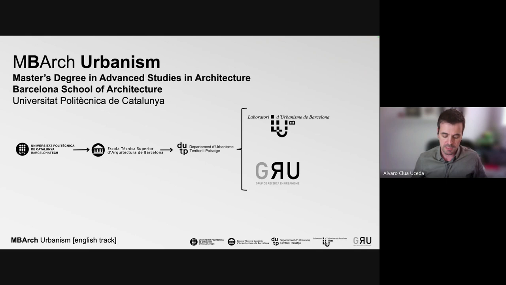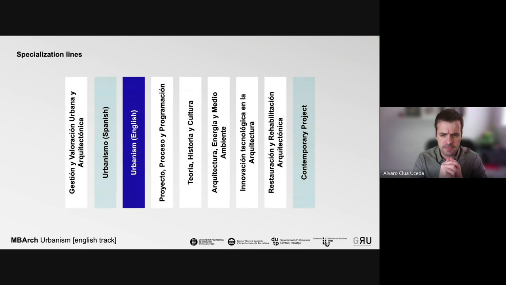So the MBArch provides different lines, different tracks. Here you can see urbanismo in Spanish, urbanism in English. And let me also inform you that there is another track in English, which is contemporary project. Only contemporary project and urbanism are taught fully in English. That means that at some point, there are options to choose other subjects from other tracks. Probably the most normal approach is to take something from the contemporary project.